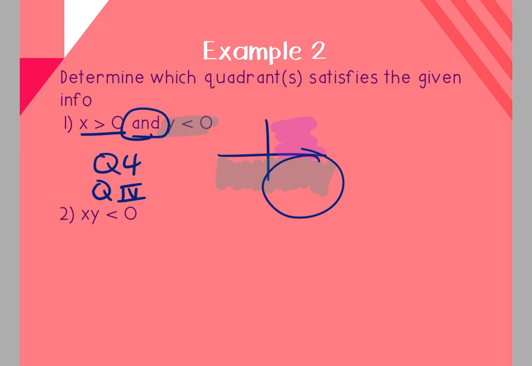Number 2, x times y is less than 0. What kind of number is less than 0? A negative. So how does a product result in a negative number? What has to be true? Good. One's got to be positive, one's got to be negative. So where does that happen? Good. Quadrant 2, the x is negative, the y is positive. And quadrant 4, the x is positive and the y is negative.